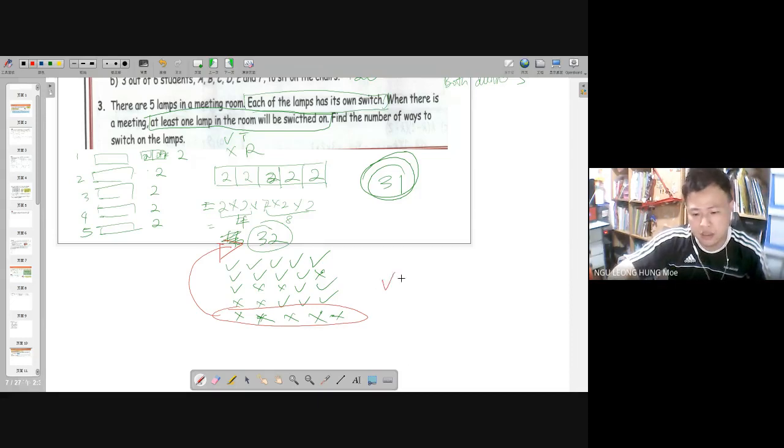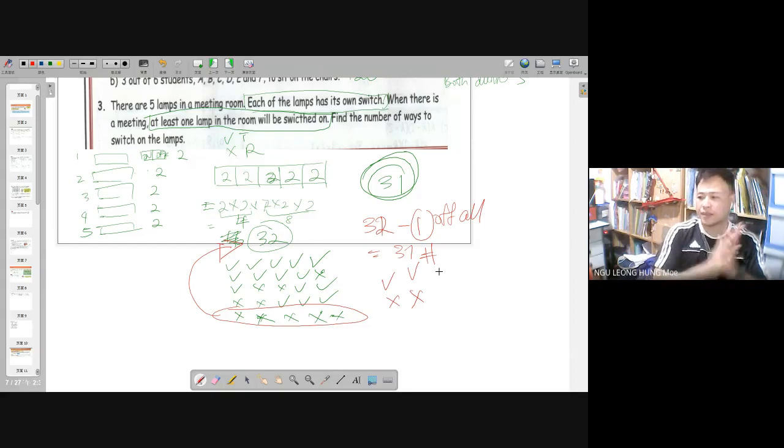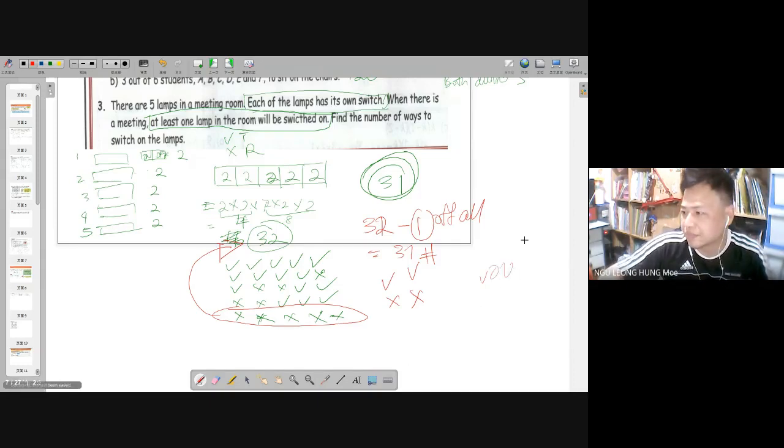If yes, reply me V. If not, reply me S. That's why we have 31. From 32, we have to minus 1. This is off all. So we get 31. Understand? If yes, reply me okay. If not, reply me X. Okay, good.